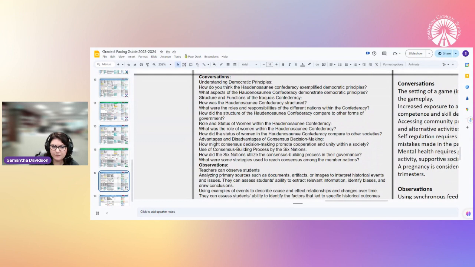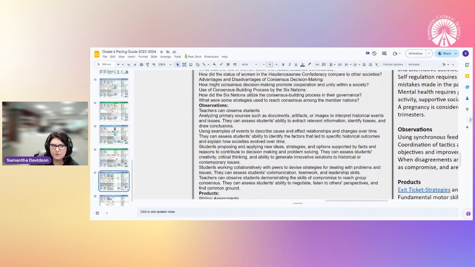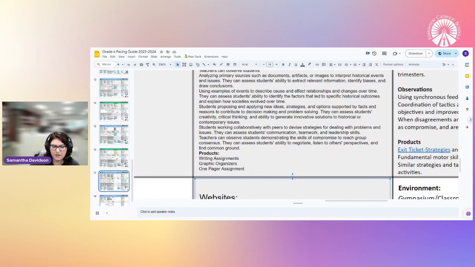Here are some key conversation questions. So again, if you're looking at that triangulation of assessment, what do I hear my students talking about? These are some questions that will help you to understand those pieces. Then we have observations. So really our observations fit within those skills and procedures. So what skill am I observing them? Are they analyzing primary sources? Are they using examples of events to describe the cause and effect relationship, specifically those types of ones in there? And then of course we have our products as well.